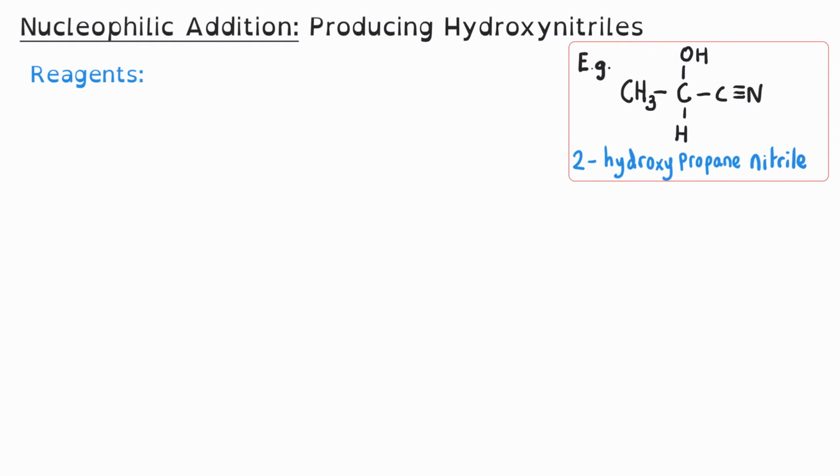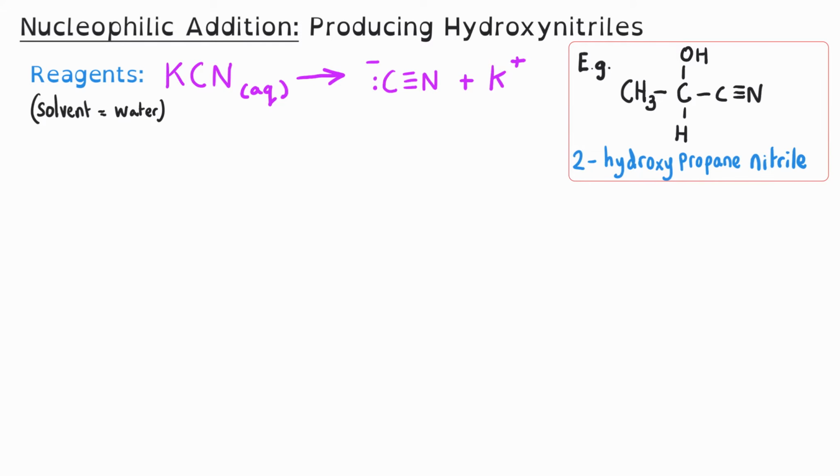In order to produce the hydroxynitrile, we need to react our carbonyl compound with potassium cyanide, which is an ionic compound, so in an aqueous solvent, which is what we use, it will fully dissociate into the cyanide ion, CN-, and the potassium ion.